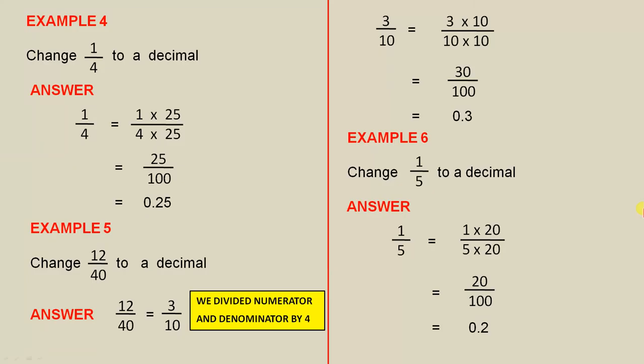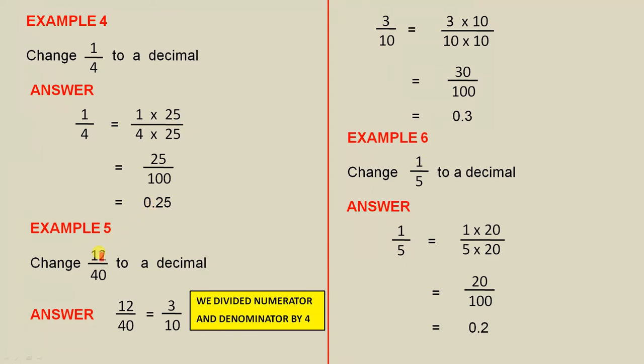Example 4. Change a quarter to a decimal, so a quarter. If you multiply top and bottom by 25, you get 25 over 100. Move the decimal point 2 places to the left because you're dividing by 100, and you get 0.25.